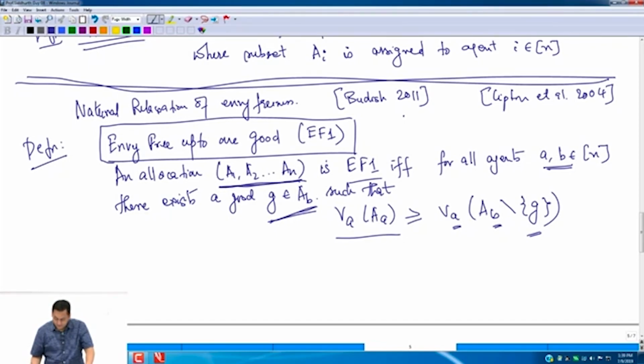such that if I remove this good from consideration, so instead of looking at AB, I am looking at a set where this good has been removed, then A values its own allocated subset AA more than this modified subset. So, up to the removal of one good from the other agent's bundle, A is happy in the sense that this particular inequality holds for A. As with envy-freeness, we are looking at VA on both the left-hand side and right-hand side of the inequality. The key difference is I am allowing you to remove one good.